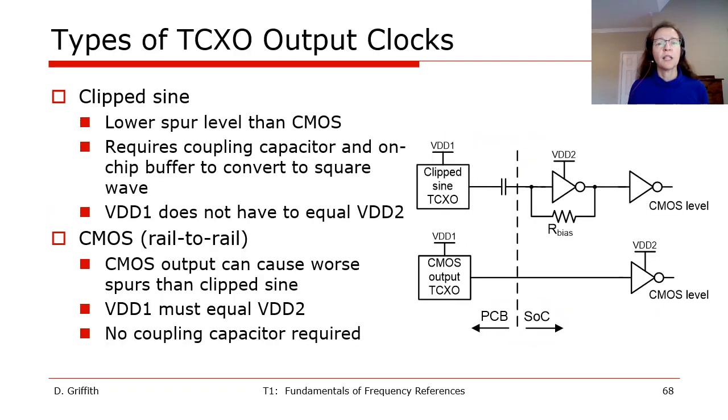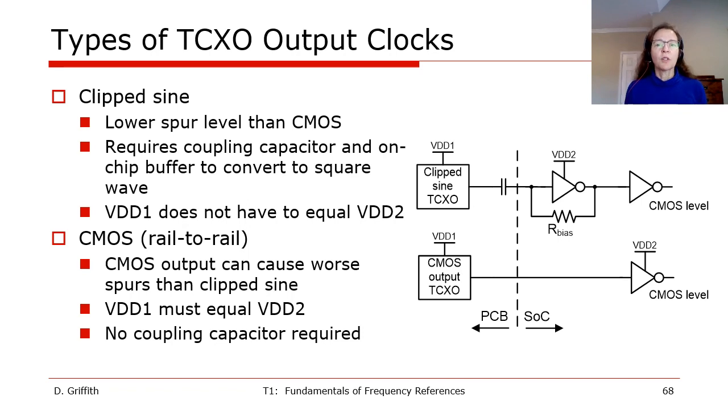So TCXOs can have either analog or digital temperature compensation, and they can also be implemented with 2 different output clock types. The first is called a clip sine, as shown by the top schematic. The advantage of this type is that it has lower spur level than the rail-to-rail output type, which is especially useful for wireless applications. The disadvantage is that it requires coupling capacitors and an on-chip buffer that has to have its own bias to convert an input sine wave to a square wave on the receiving chip.